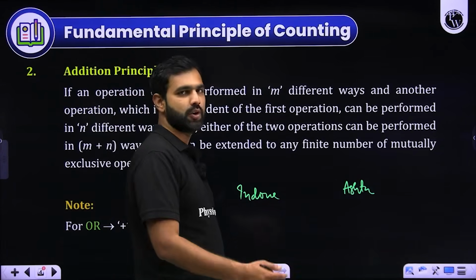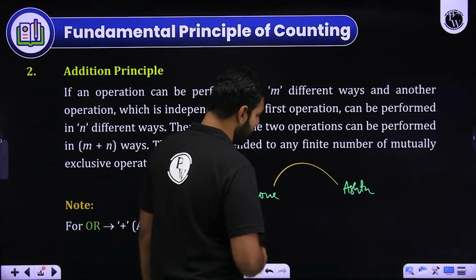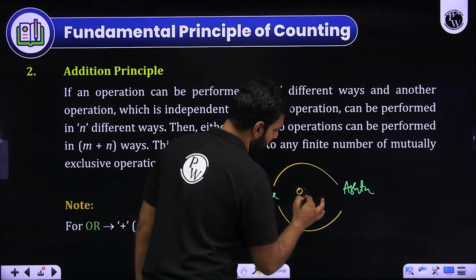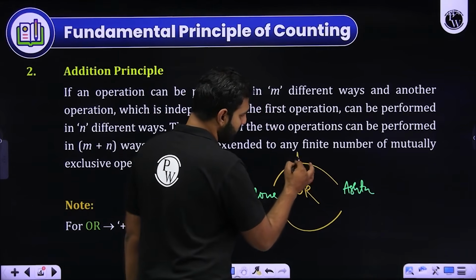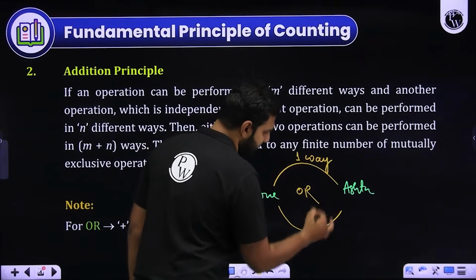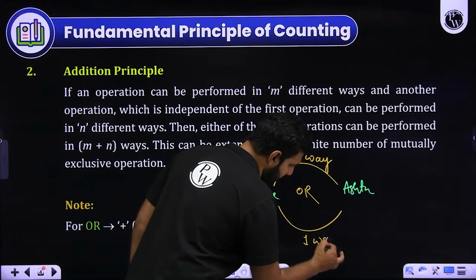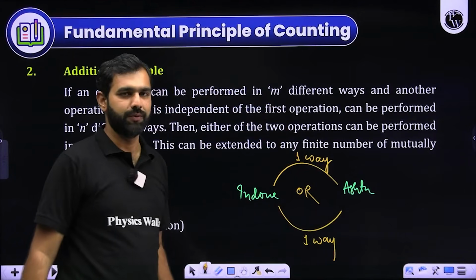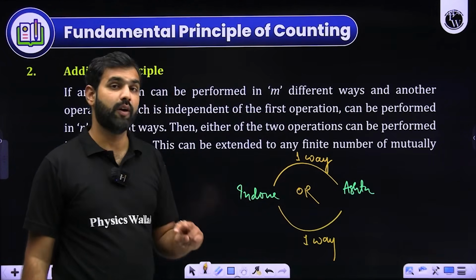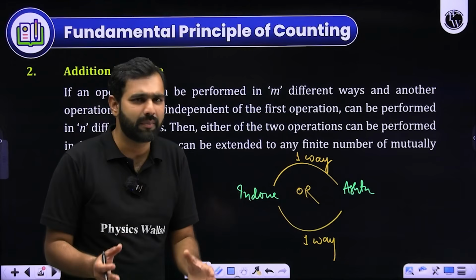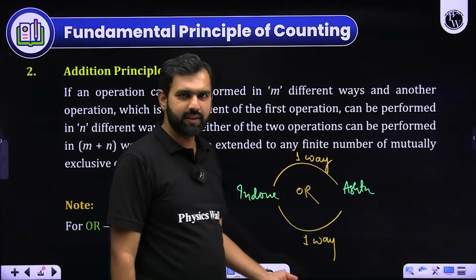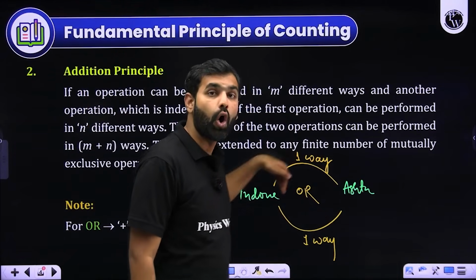Let's say I have 2 choices. So I can choose either this way or this way. So I can choose either this way, which is one of the ways, or this is the second way, which is another way. So I have 2 choices. So from Indore to Asta, if I were to ask you how many choices do I have in very simple language, you will say, sir, 2 choices. You can choose either this way or this way.